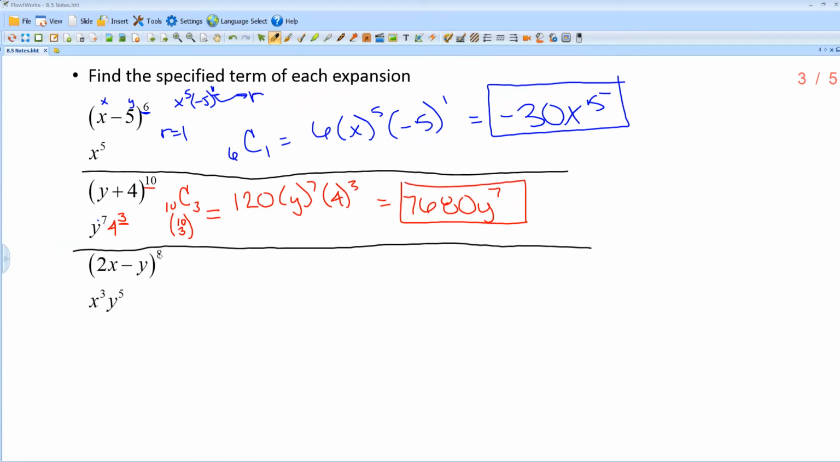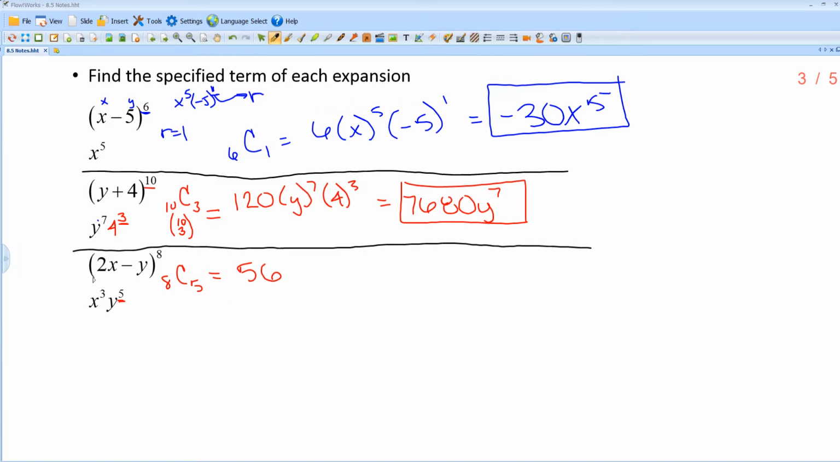All right, and then last, we're looking for the x cubed y to the 5th term. So notice y is my second term, which means we've given you the r value right away. So I'm going to do an 8 choose 5 to get the binomial coefficient. Sorry for not changing the color. That binomial coefficient is going to give me 56.